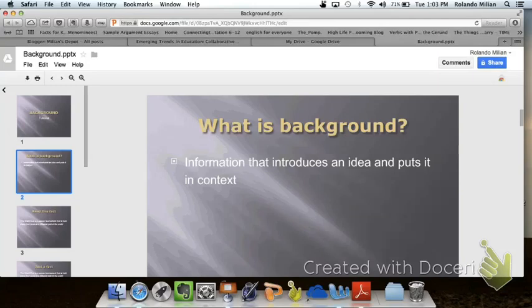Background is information that introduces an idea and puts it in context. So when you begin an introduction, you just can't begin, let's say, talking about the idea of why legalizing marijuana is good, an example, and say, I think marijuana should be legalized. It is not enough just to say that. It is important to put it in context and to give background. So, how do you do that?